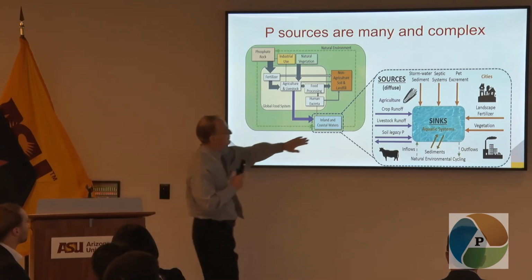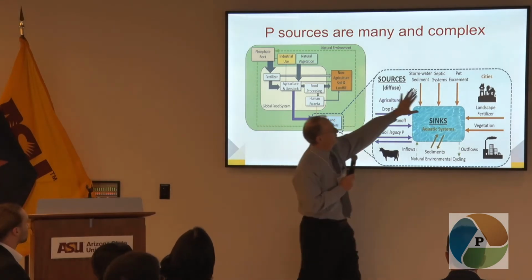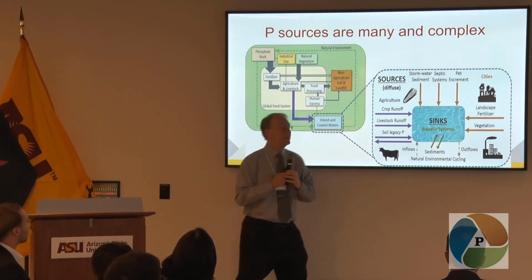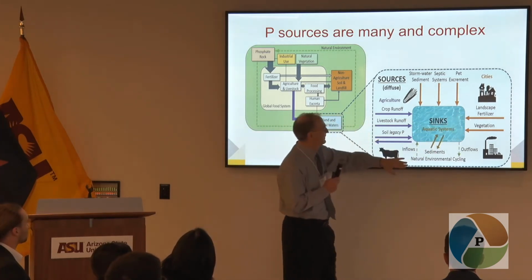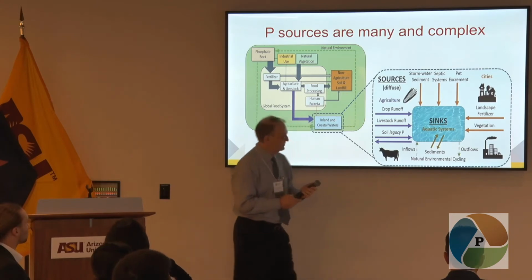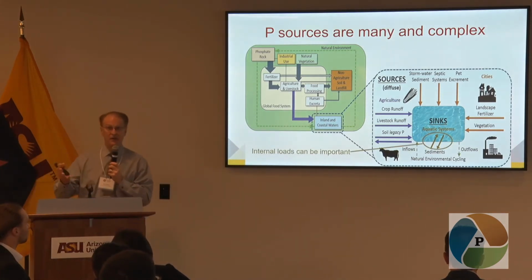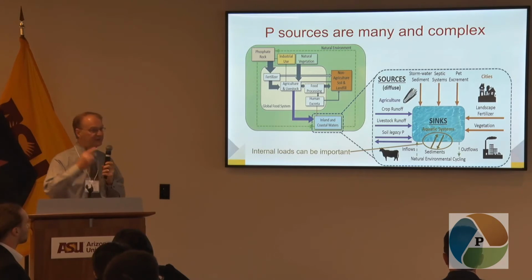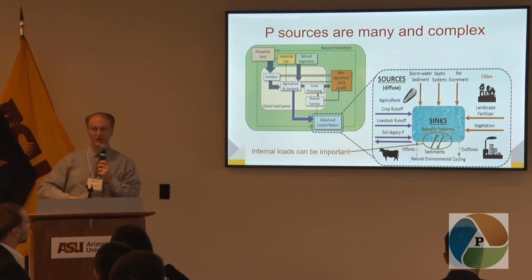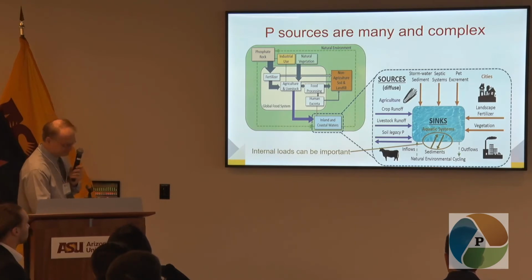You've got the purple ones here that are coming mainly from agriculture. You've got the orange ones that are coming from urban areas. You've got some landscaping here. And then this is a really interesting one down here, and that is the aquatic sediments. The aquatic sediments are big sinks of phosphorus, and they've been accumulating for years and years, and so they also are exchanging phosphorus with the water column, and sometimes are really important.